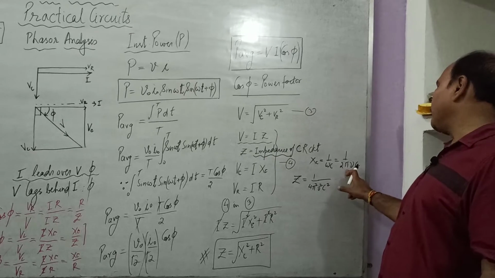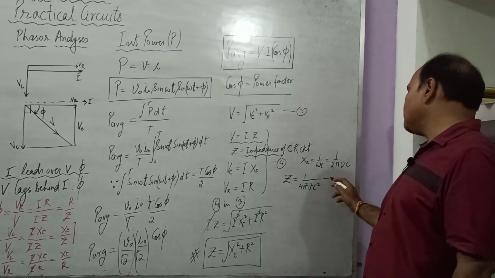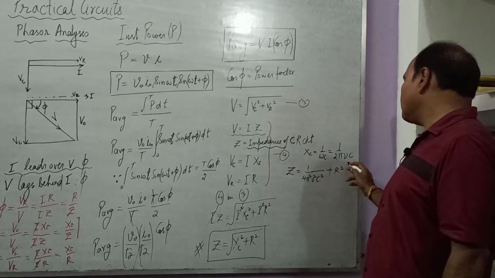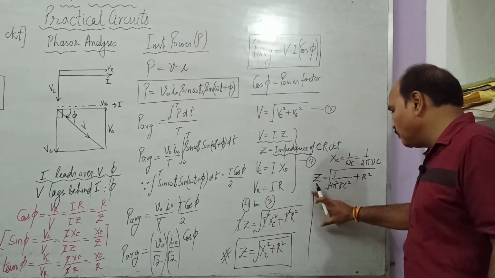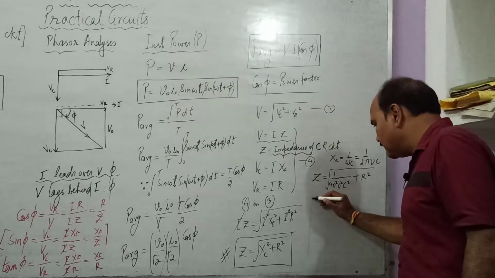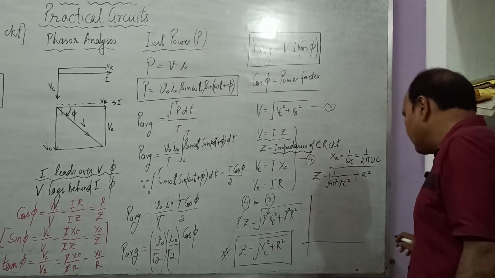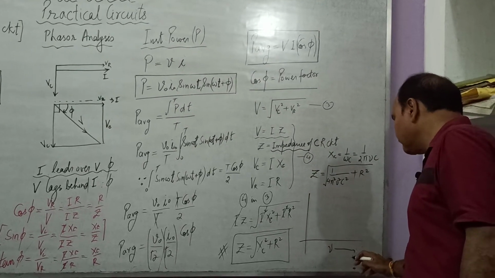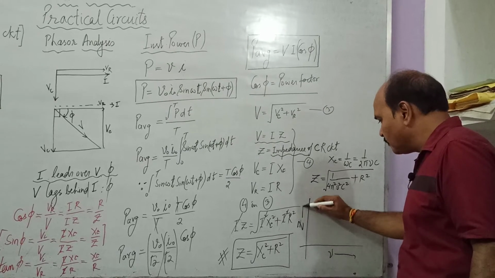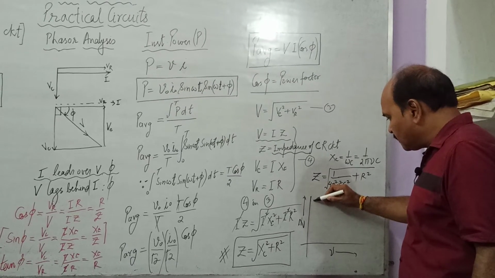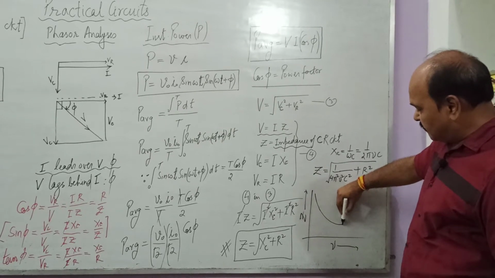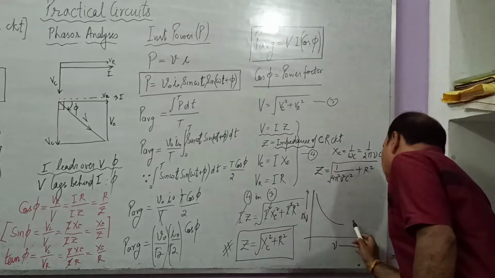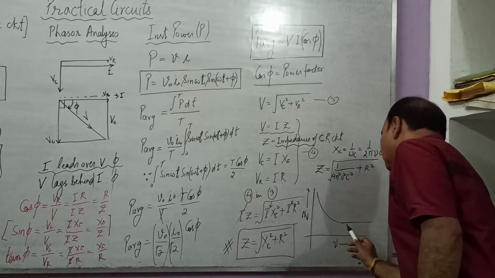Z equals the square root of 1 over 4 pi square nu square C square plus R square. Why am I writing like this? Because I am going to plot a graph between Z, the impedance, and nu, the frequency. This graph is going to be a rectangular hyperbola like this, and this rectangular hyperbola runs parallel to the frequency axis.